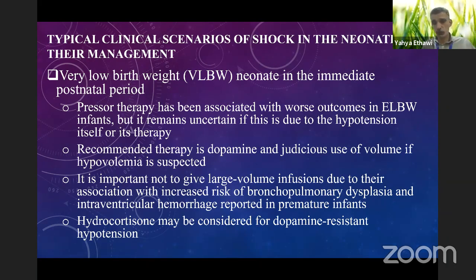not in immediate danger. Giving large boluses, giving fast boluses, can cause and contribute to bronchopulmonary dysplasia and also contribute to the IVH. Always consider the steroid if there is no response to dopamine. If you need dopamine more than 20, consider hemodynamic assessment and consider other pressor agents.